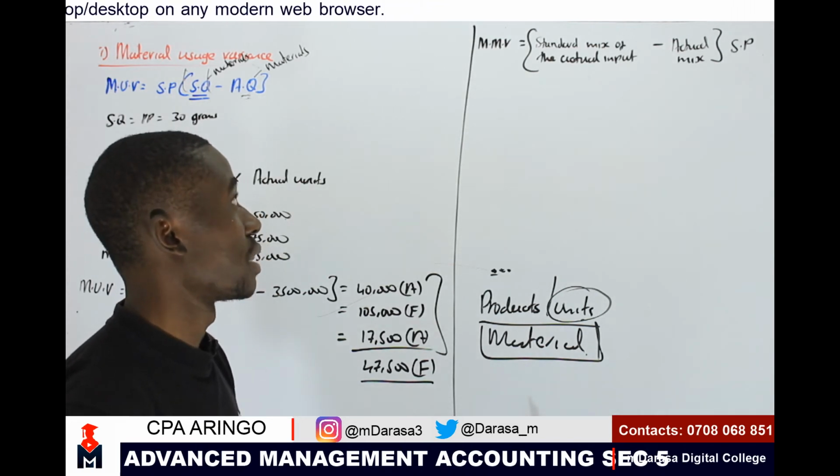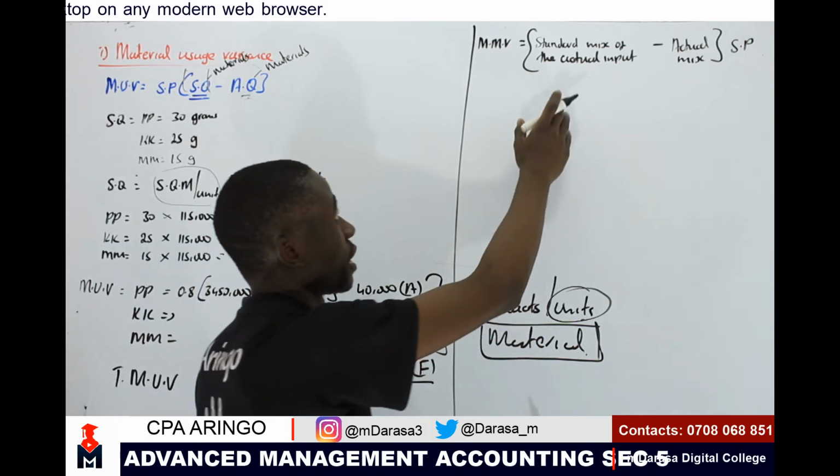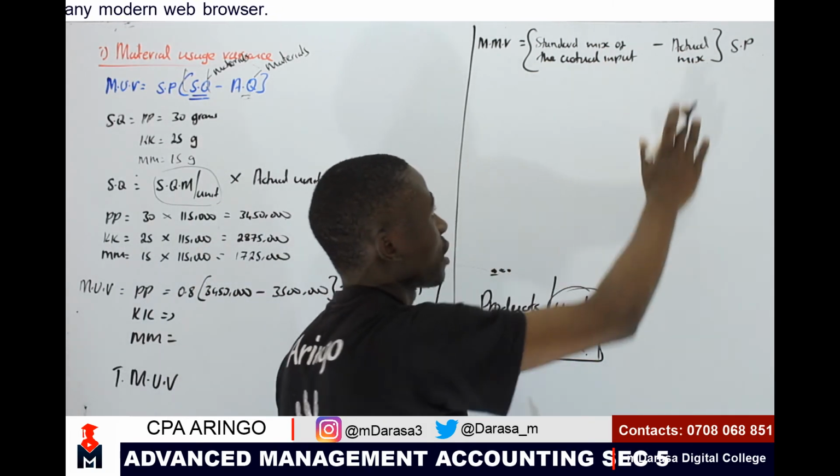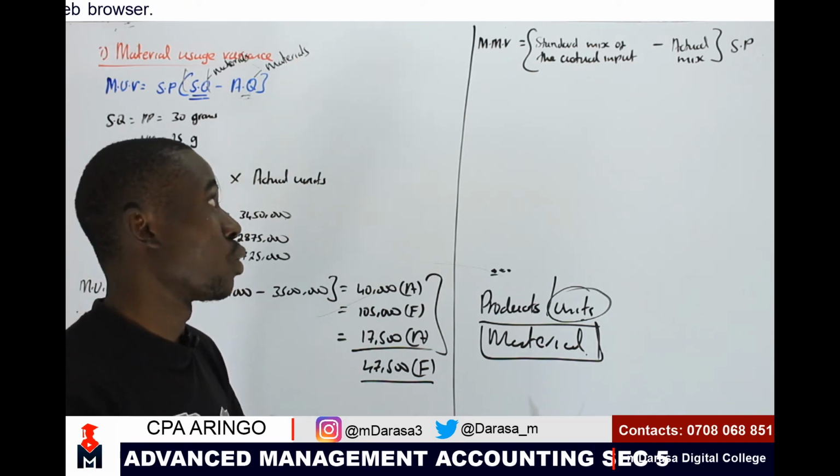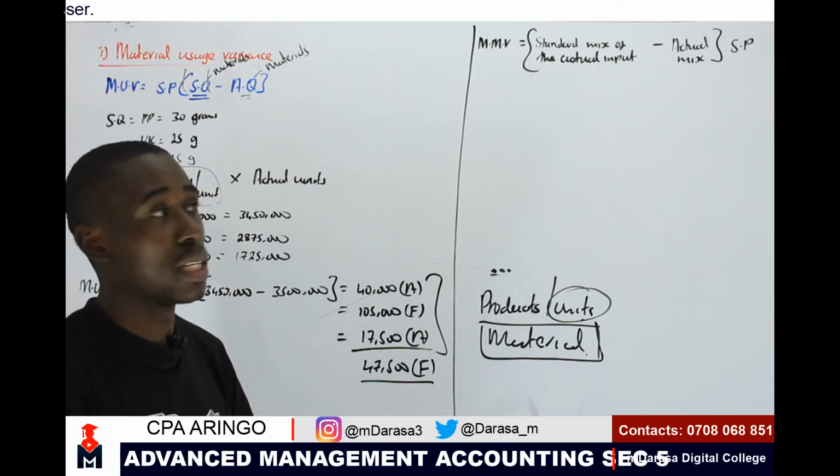Which does the same thing. It's only that at this point we've taken it together, the standard mix of the actual input and actual mix. But avoid using the aspect of division because that will mix you up. Kabisa, totally.